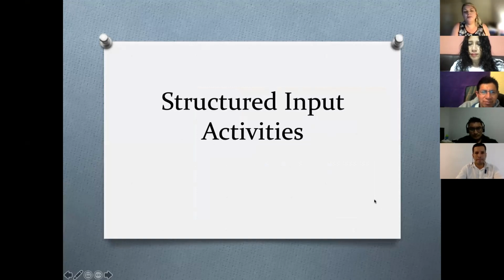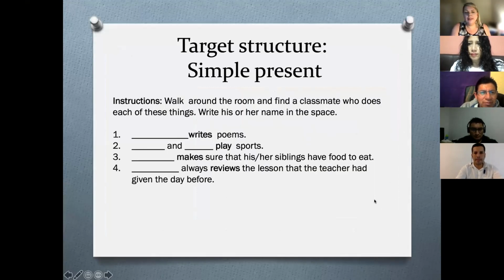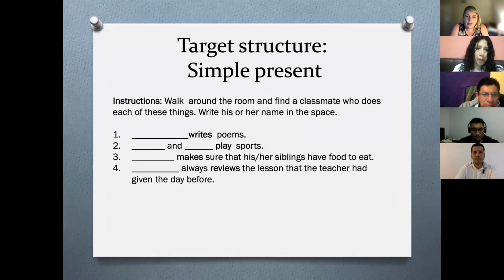Let's go. All right, so let's say we're focusing on the target structure, the simple present, right? And the instructions say, walk around the room and find a classmate who does each of these things and write his or her name in the space. Boy, this looks kind of familiar, like an activity from yesterday. But what's wrong with this? This one is not good. Why is this one not good? Take a look. Remember the guidelines that we use to create structured input activities, and anybody who can, tell me what's wrong with this.